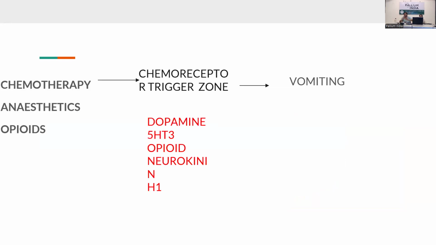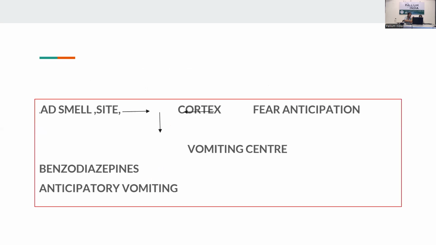Now, in short, I'm telling it again and again. In chemotherapy, anesthesia, opioids, all these things trigger what? The chemoreceptor trigger zone. In the trigger zone, there are a lot of receptors: dopamine receptors, 5-HT3, opioid, all these. Zone means all these receptors are clubbed together, so when anything happens, they send impulses to the vomiting center and vomiting happens.